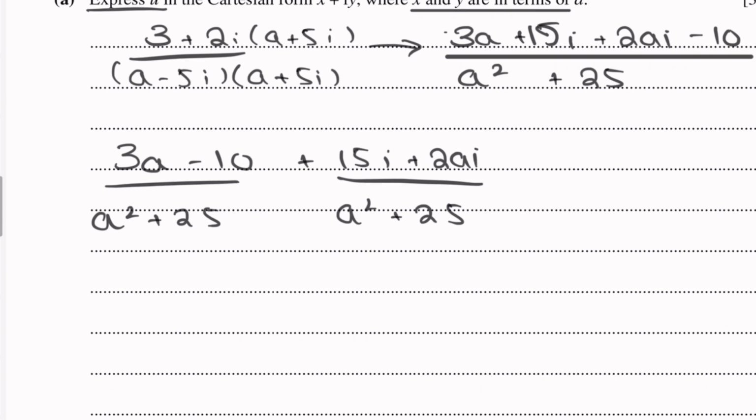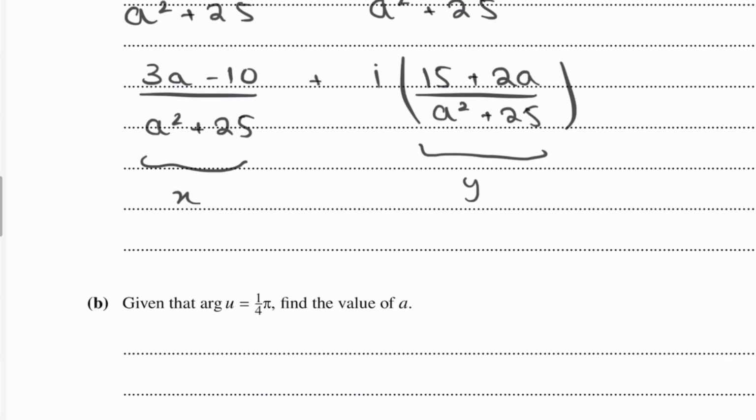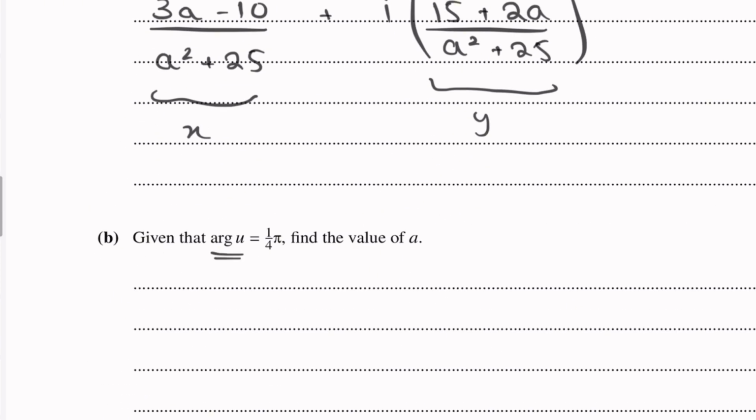Now I can take i here as a common factor outside, and I'll get (15 + 2a) divided by (a squared + 25) plus i times (3a - 10) divided by (a squared + 25), where this over here is x and this over here is y. Then we have, given that the argument of u equals 1/4 pi, find the value of a.